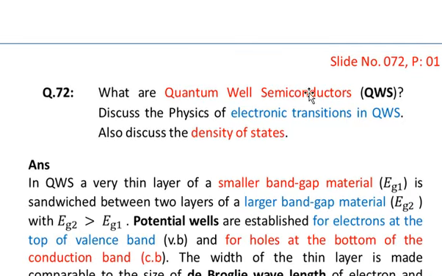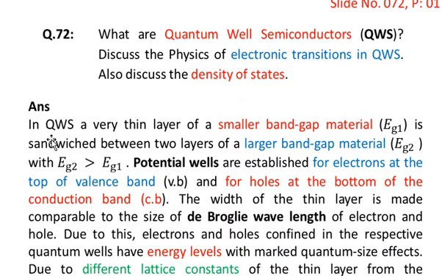Question is, what are quantum well semiconductors? Discuss the physics of electronic transitions in QWS, that is in quantum well semiconductors. Also discuss density of states.